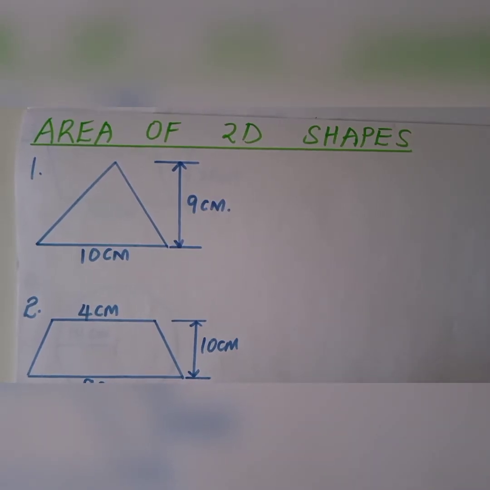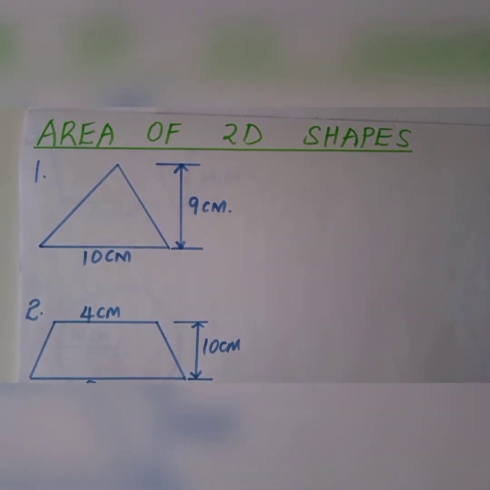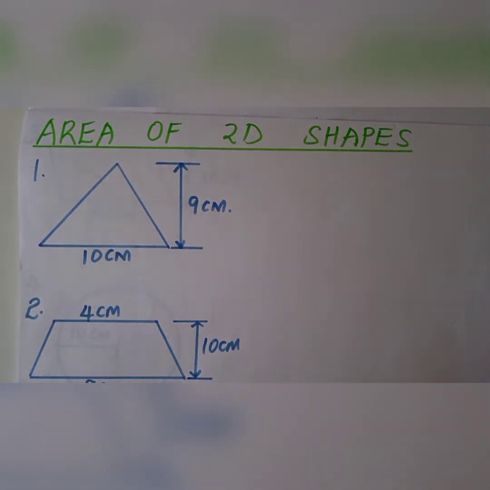Hi amazers, in today's class we'll be looking at the area of 2D shapes, and these are shapes which have flat surfaces. So for example, you have a square, rectangle, circle, trapezium, all those.